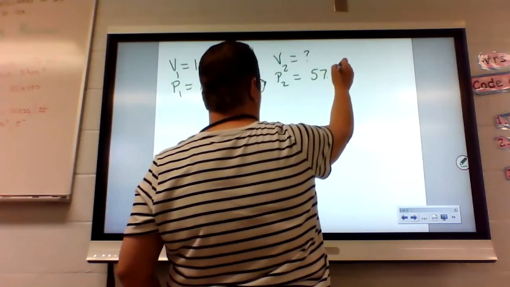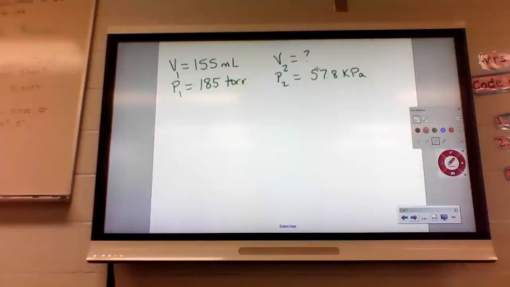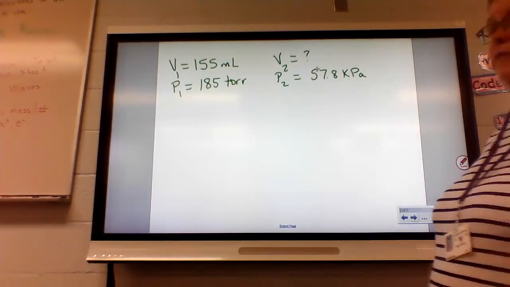Now, yesterday when we were working this, I told you the units have to match. We can make them both torr. We can make them both kPa. We can make them both something else. Now, I like to work smart. I'd make them either both torr or both kPa because there's less work involved.